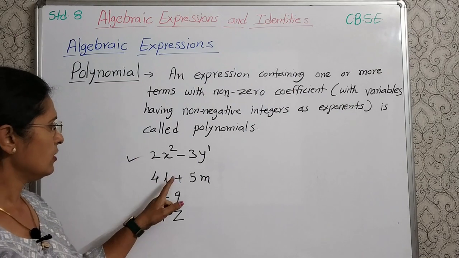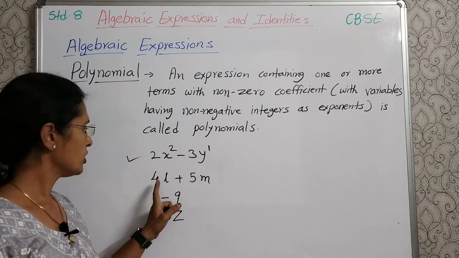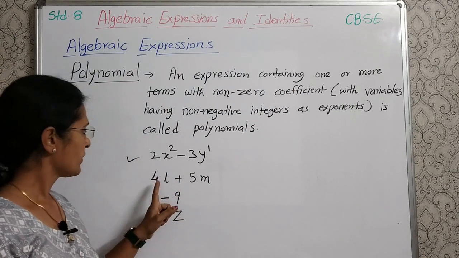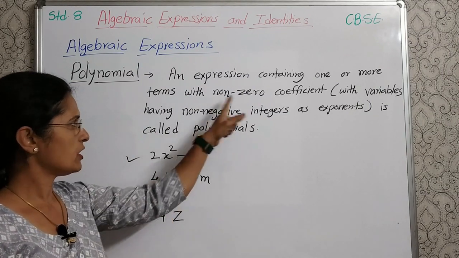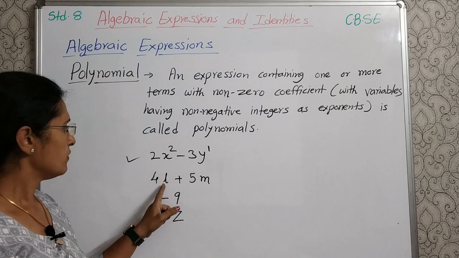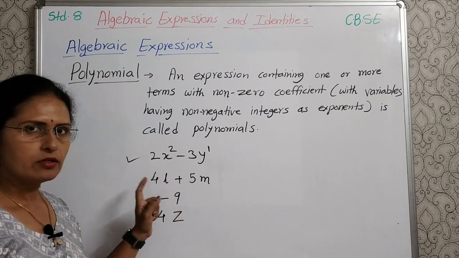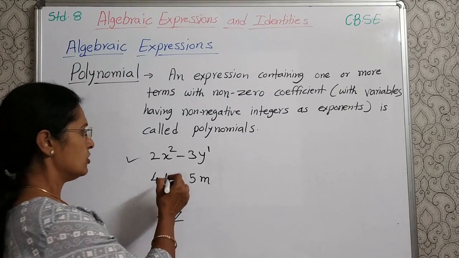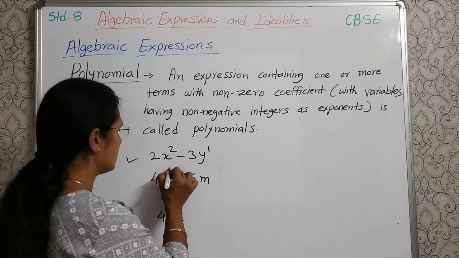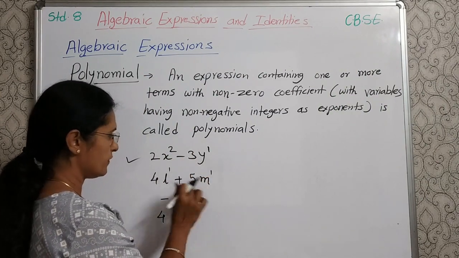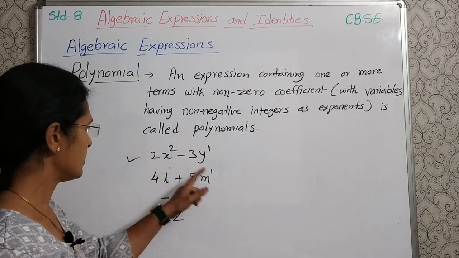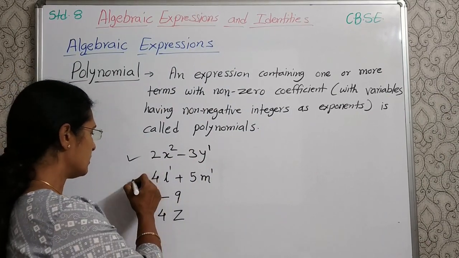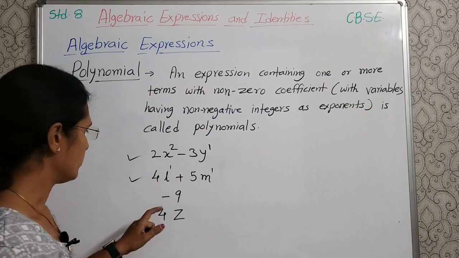Next, 4l plus 5m. The two terms are 4l and 5m. The coefficients are 4 and 5, which are non-zero, and the variables have the exponent 1, so the variables have non-negative integers as their exponent. So this is a polynomial.